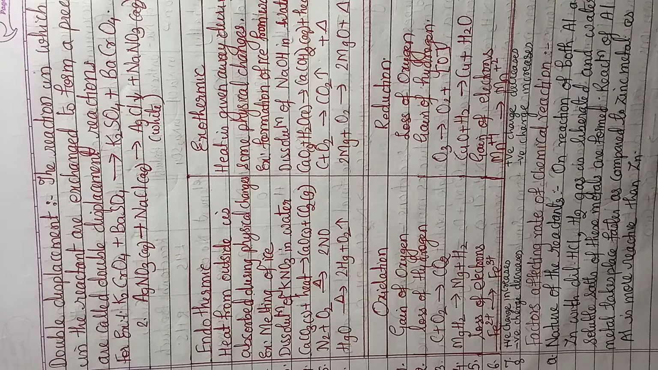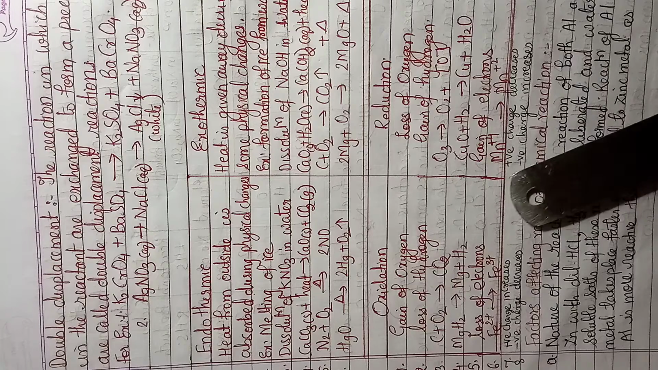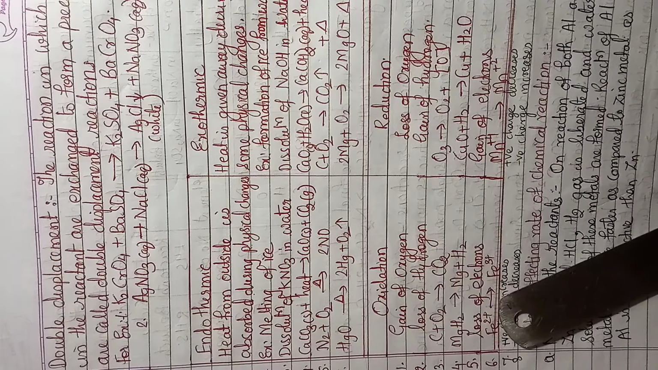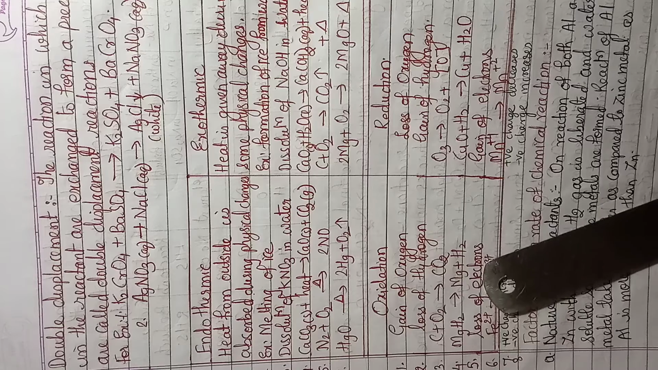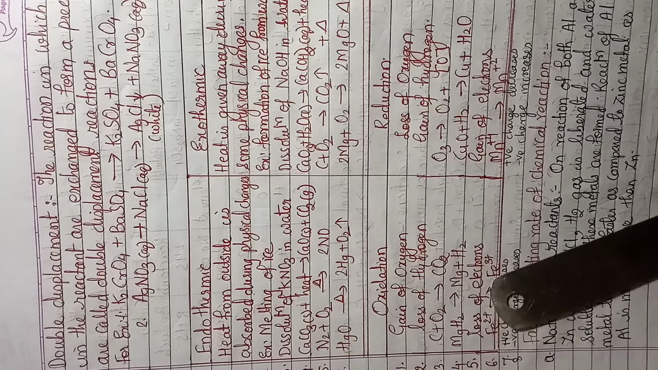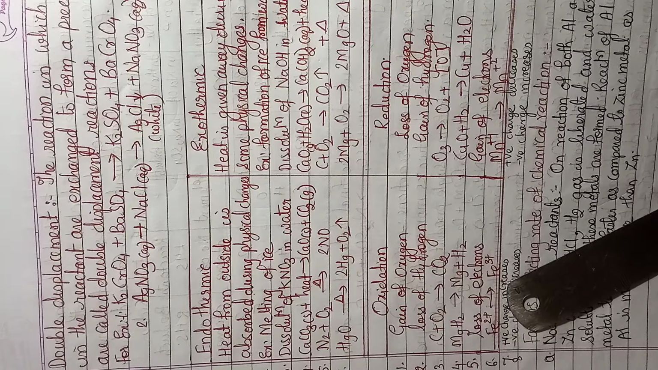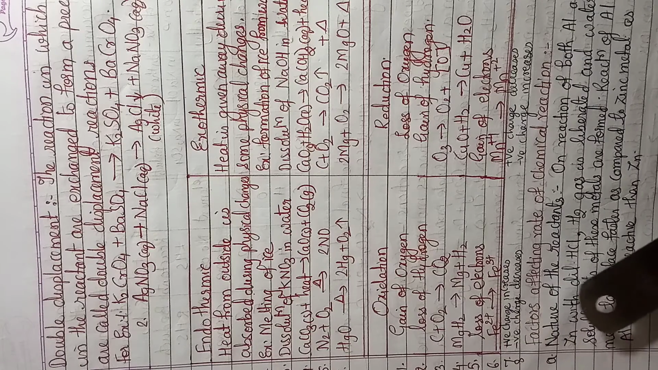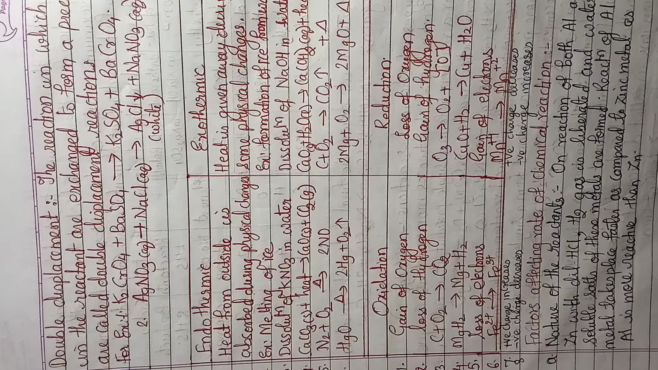Not only on the basis of hydrogen and oxygen, we can also define oxidation and reduction on the basis of electrons. Here is one more point with the help of which we can easily identify whether it is oxidation or reduction. You can see here loss of electrons. If there is loss of electrons in any chemical reaction, then it is called oxidation reaction. Vice versa, if there is gain of electrons, it is called reduction reaction. That is explained with the help of an example.